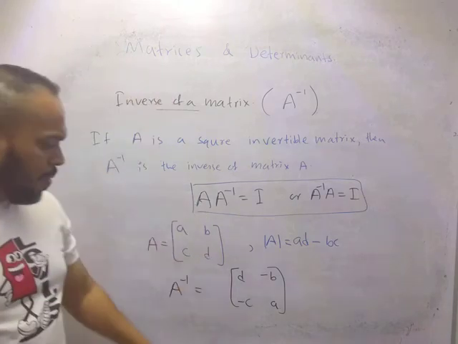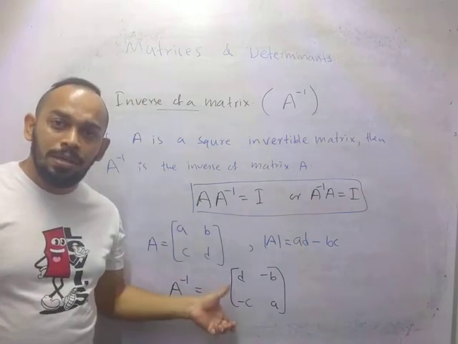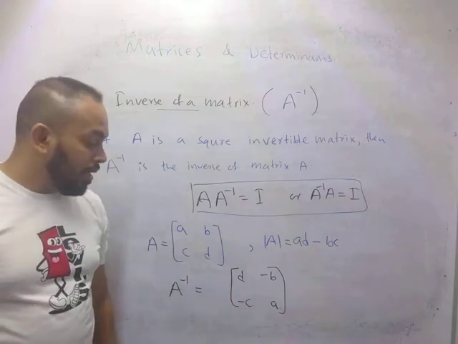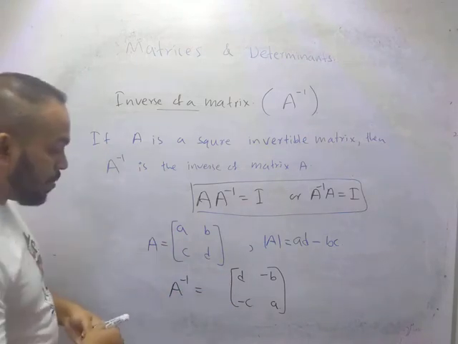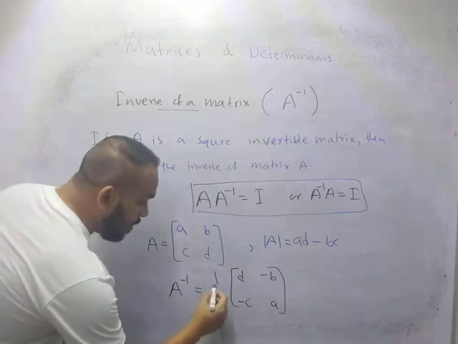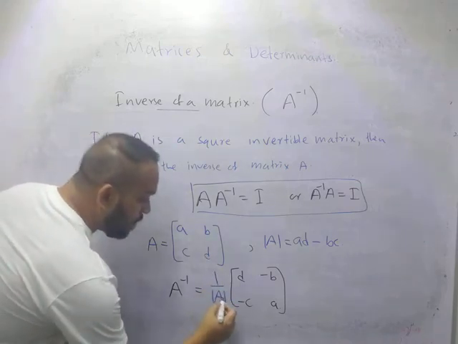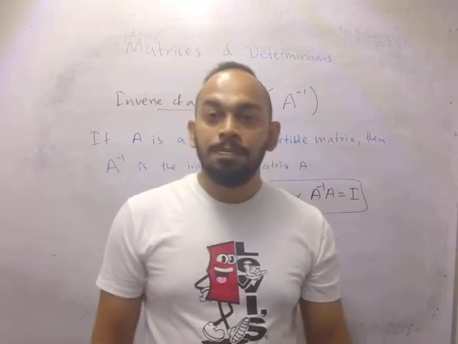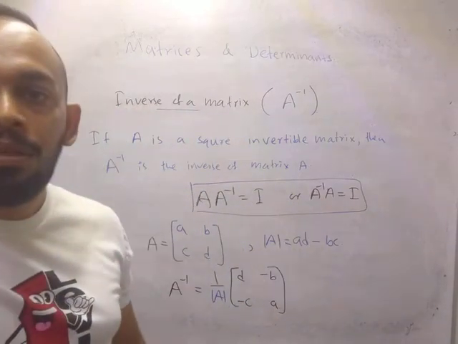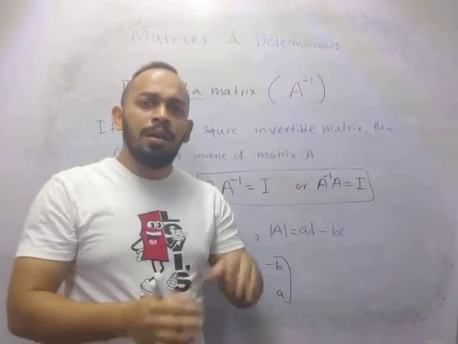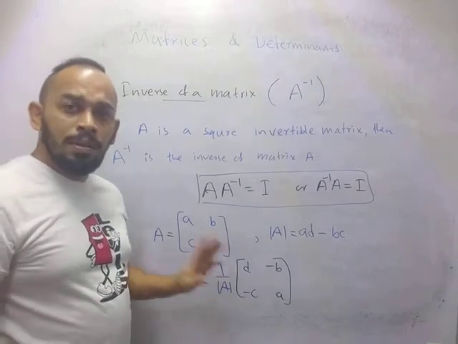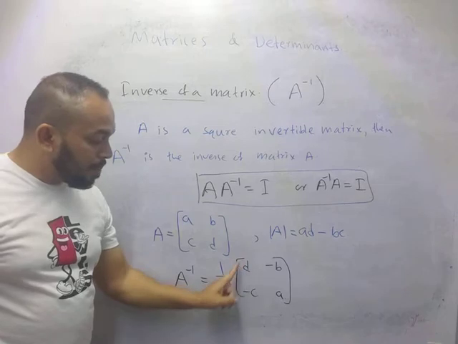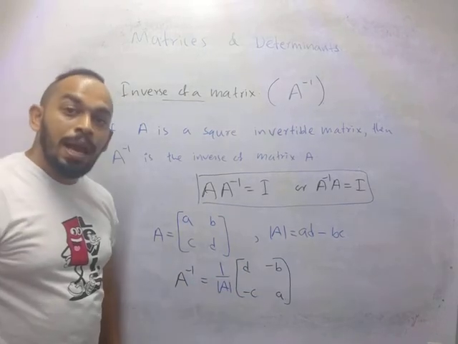This is actually called the adjoint of matrix A. This is not the inverse of A. Now we have to do one more thing, that is to multiply this by 1 over determinant A. Here's the thing: this is not a matrix. The determinant is merely a number, so you can divide or multiply by a number. So 1 over determinant A multiplied by the adjoint.